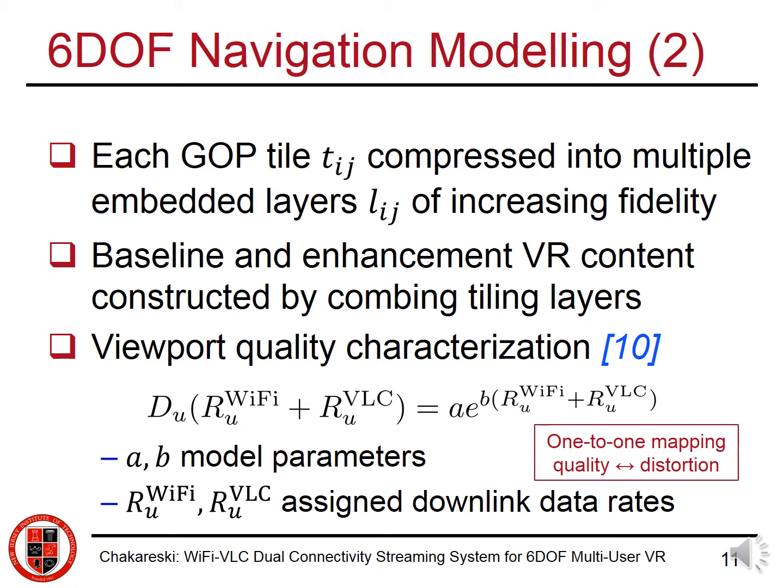We benefit in our work from our recent advances that enable us to accurately capture the viewport quality delivered to user U as a function of the assigned Wi-Fi and VLC downlink data rates to this user. For mathematical convenience, we work with the expression for the viewport distortion here, with no loss in information due to the one-to-one mapping between quality and distortion.